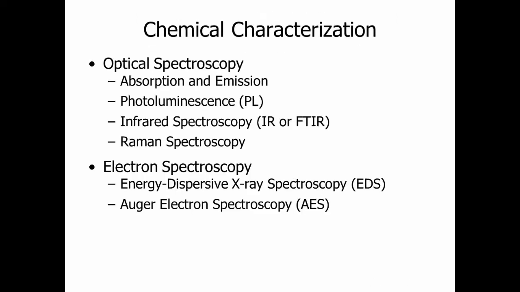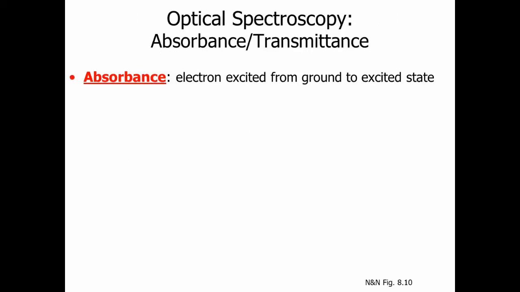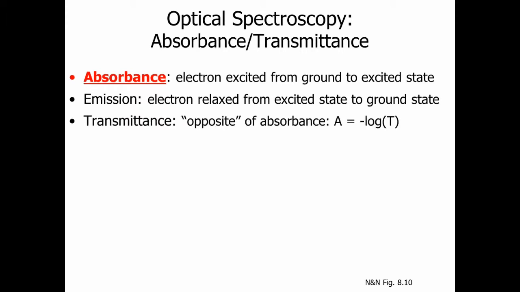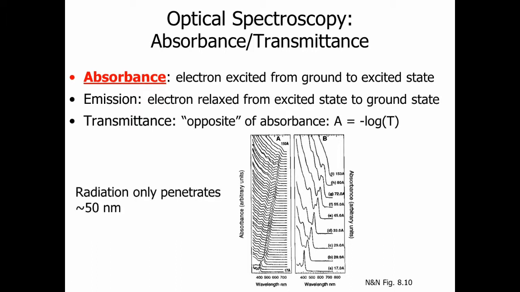And I've already mentioned using EDS and AES to tell you about your sample. A couple of terms here. Absorbance is what happens when an electron gets excited and moves from the ground state to one of the outer shells, the excited state. Emission is a term that refers to an electron relaxing from its excited state back down to the ground state. And transmittance is a term that means the opposite of absorbance. Radiation only penetrates about 50 nanometers deep into a sample. It's difficult for it to get past that.